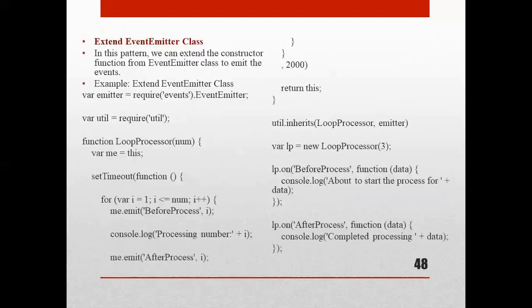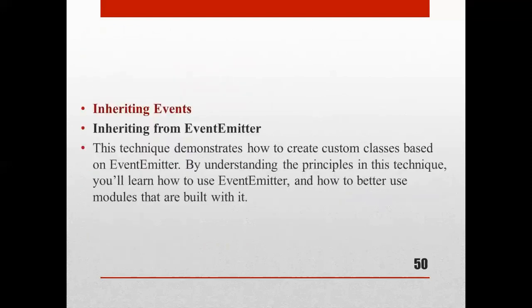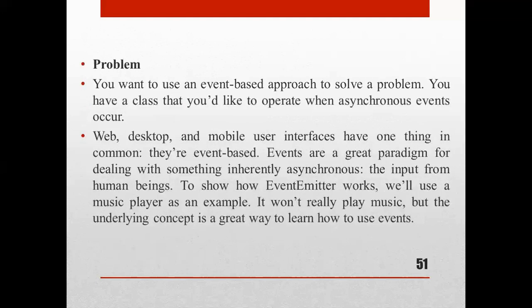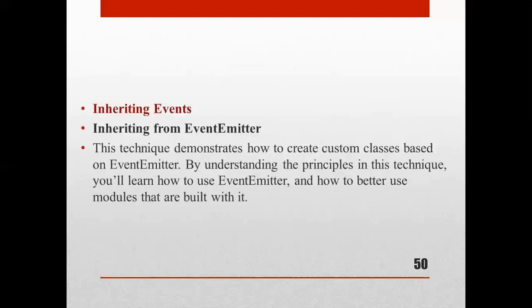We have seen an example for inheritance like here. For inheriting events, we have to use the utility module and its methods. Inheriting from the event emitter means this technique demonstrates how to create custom classes based on event emitter. By understanding this principle, we will learn how to use event emitter and the modules built within it. For inheritance, we will see one example.